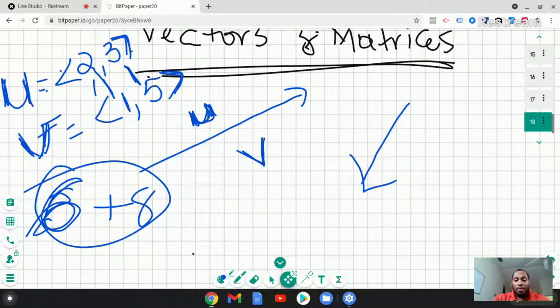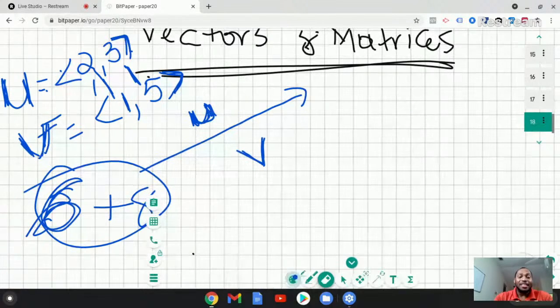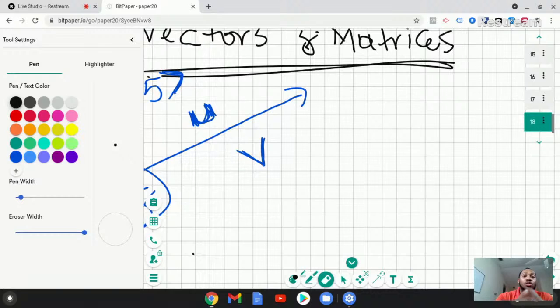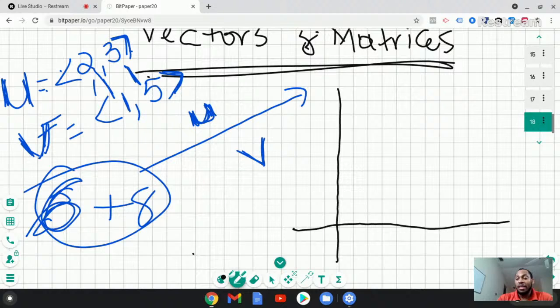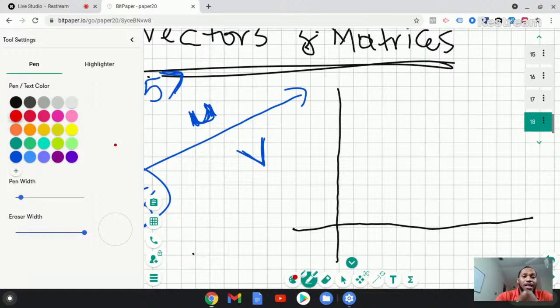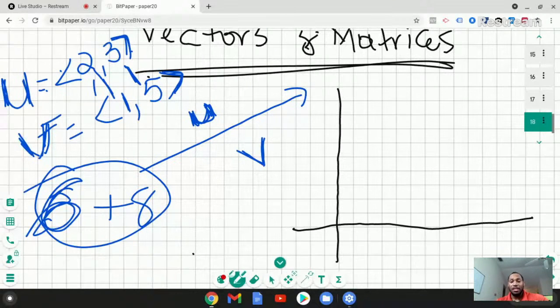Now, before I do this, let me give a representation of those two vectors, and I'll show you a different method to add them. You've probably heard of this in class, or if your parents are teaching you, they probably teach you this already. They call it the tip and tail method. So to add the vectors.